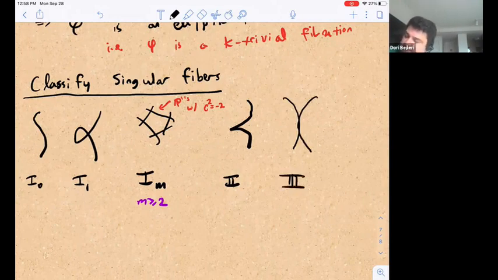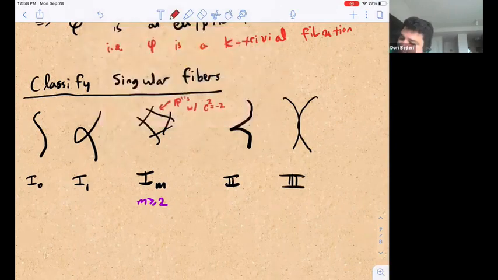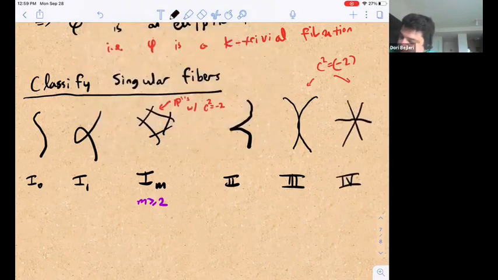So again, in these pictures, anytime you have multiple components, so in this case with the IM fiber, and in the type 3 fiber and the type 4 fiber that I'm about to write down, c squared is always -2 for each component. So they're always rational and their square is -2. The last one looks like 3 P1s meeting where each one meets mutually transversely through a single point, but the whole thing is not transverse because we still have 3 tangent directions on a surface.